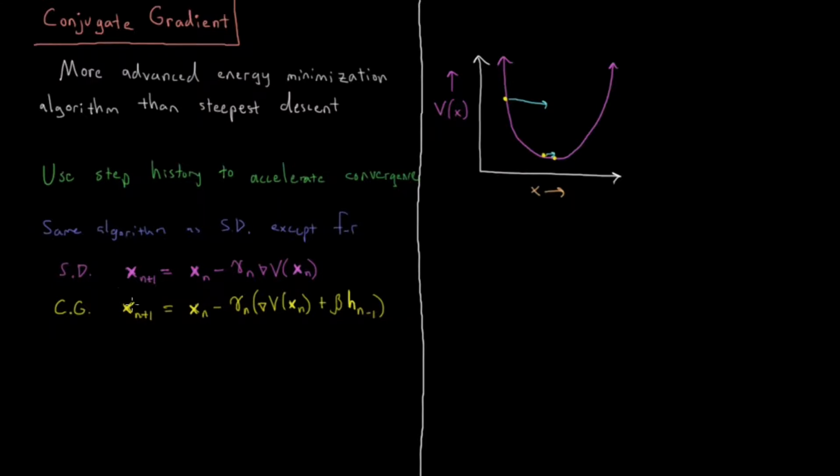Okay, and so how does this h get updated between successive steps? So h, I'm drawing these in bold, indicating that they're vectors. We'll say h of n equals del V of x_n, the gradient of the current step, plus beta times h of n minus 1.